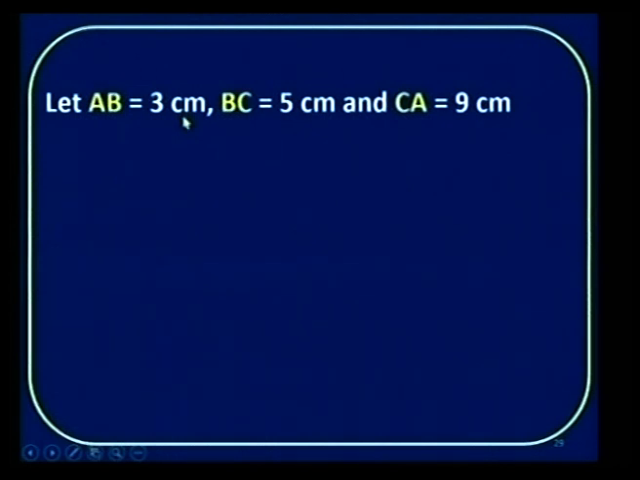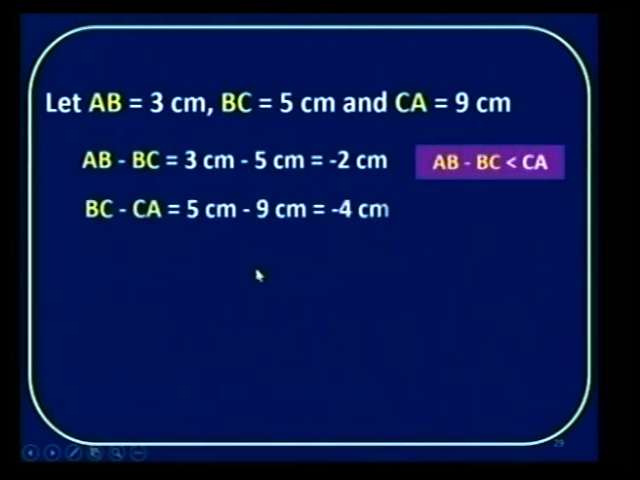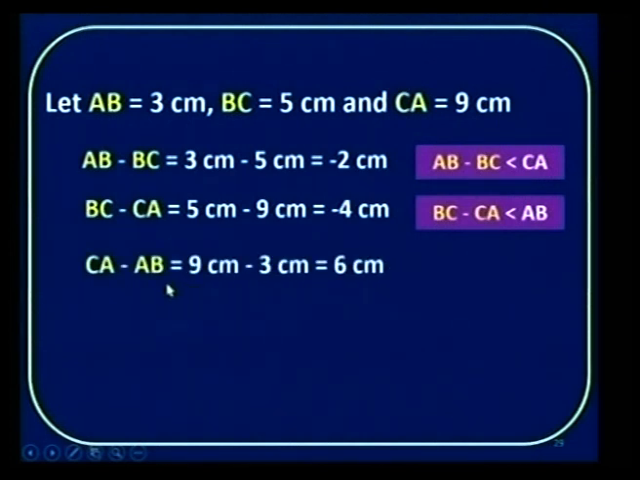Let AB equal to 3 centimeter, BC equal to 5 centimeter and CA is equal to 9 centimeter. First I am doing AB minus BC, which is 3 minus 5, which is equal to minus 2, which is less than CA. BC minus CA, 5 centimeter minus 9 centimeter, which is equal to minus 4, it is also less than AB. Next, CA minus AB, 9 centimeter minus 3 centimeter, which is equal to 6 centimeter.